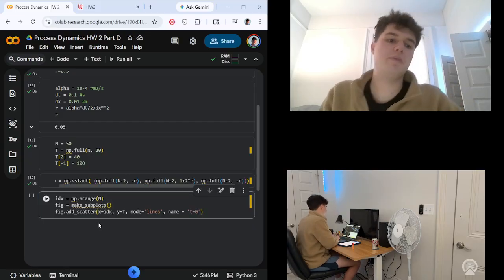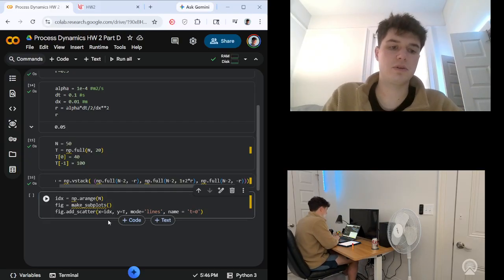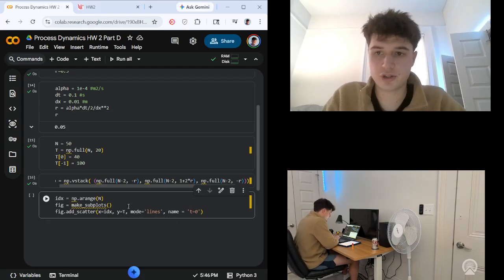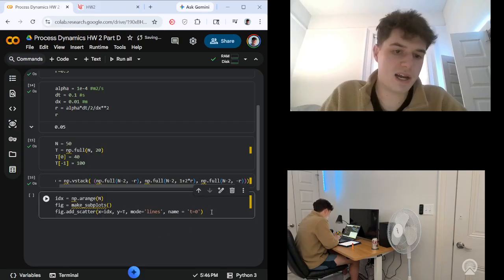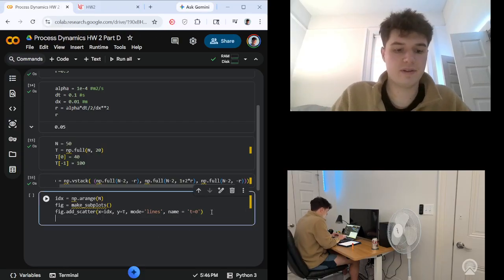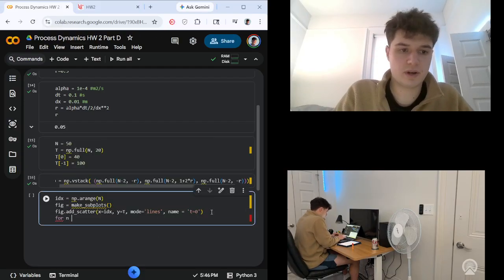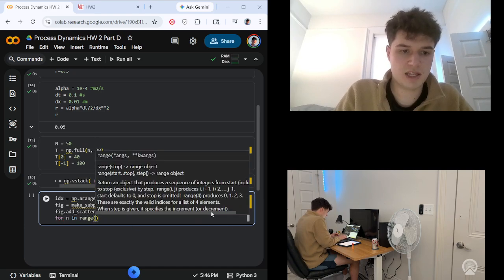So we're going to be making a scatter plot here. X is going to be equal to IDX. Y is going to be the temperature, so we're able to analyze it. We want lines, and then we named it. So simple enough. Now we want a for loop here, for n in range. Let's do 10,000.